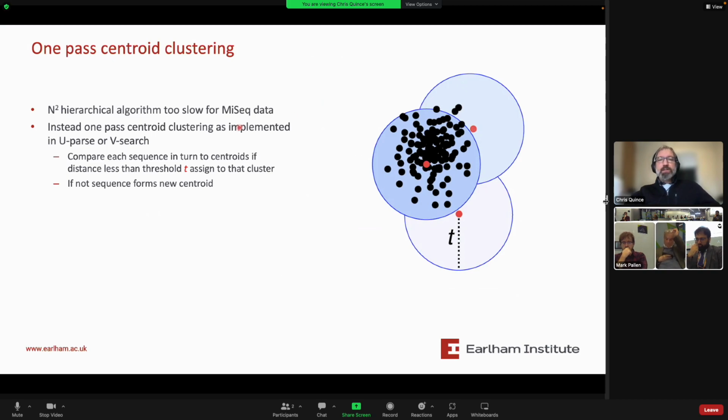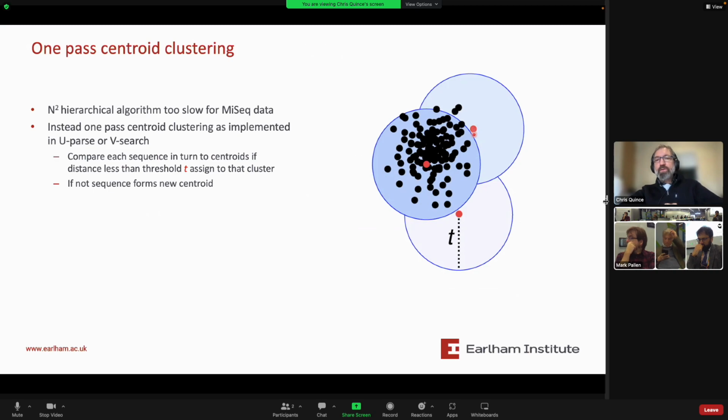So in a centroid clustering, the key thing is it's a one-pass clustering. So we only have to look at each sequence once. And it's pretty straightforward. You take your first sequence, and it forms a centroid, a cluster center. Then you take your second sequence. If it's within a certain distance of that centroid, it gets assigned to it. If it's outside that cutoff, which is shown as T in this diagram, it forms a new centroid. And then you just go through every sequence in your data set.